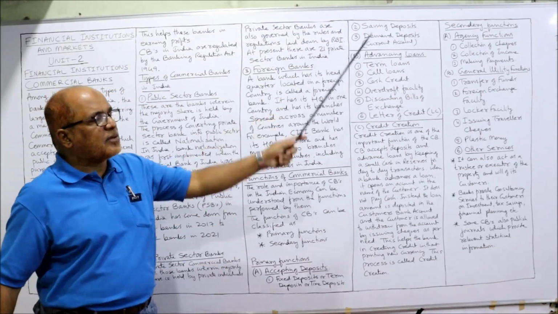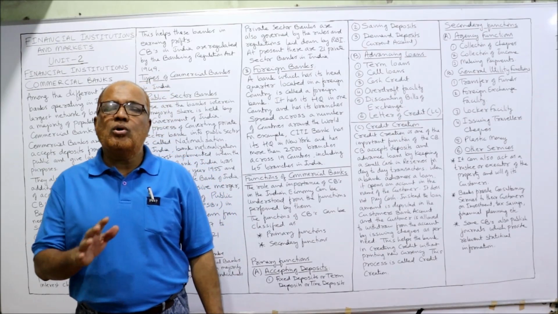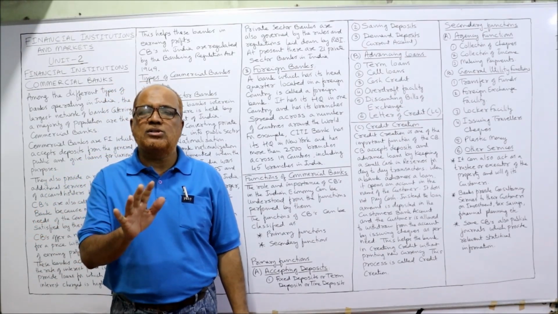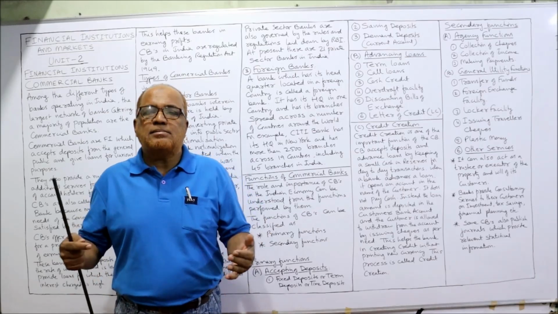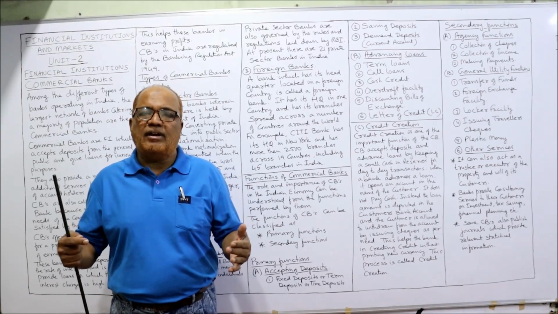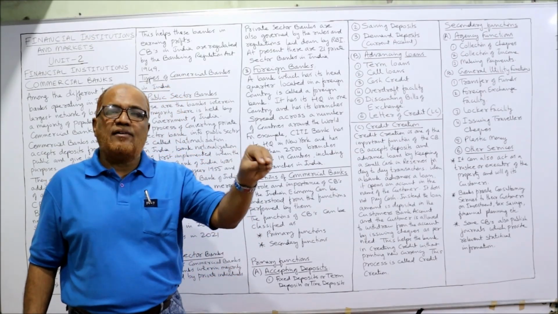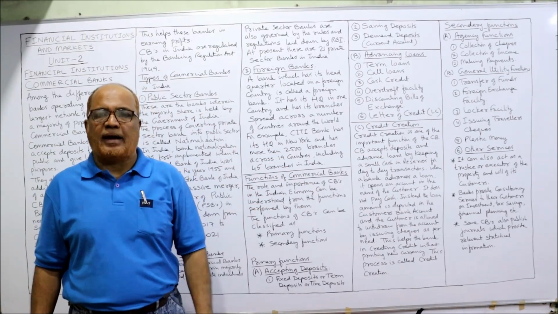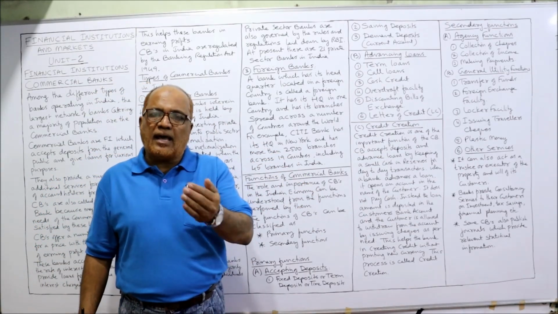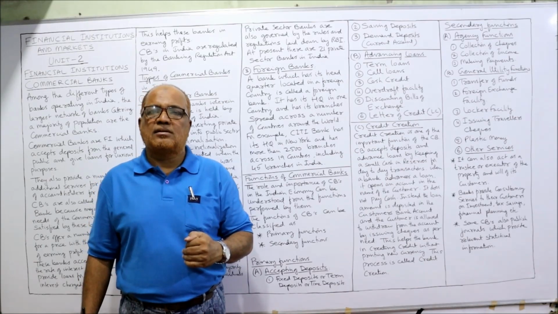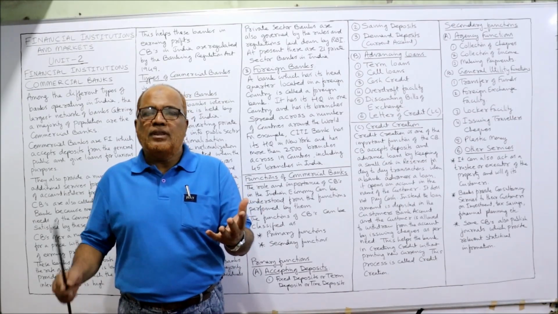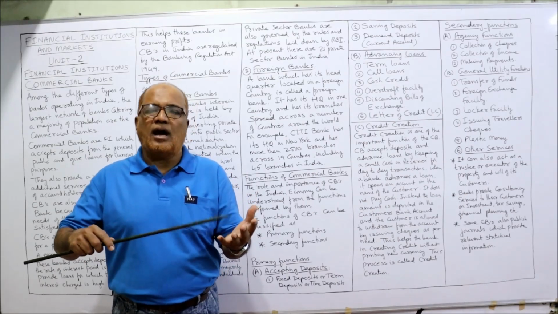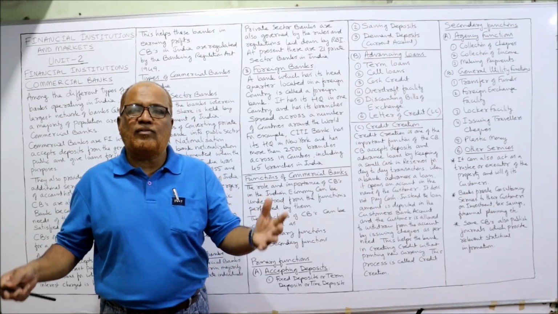The second type of deposit is saving deposit. The most common form of deposit is the saving deposit. In this case, the excess money a person has, they can keep it safe with the commercial bank. The commercial bank can accept the savings in the saving bank account. In this case, the person can withdraw the money and deposit the money any number of times.